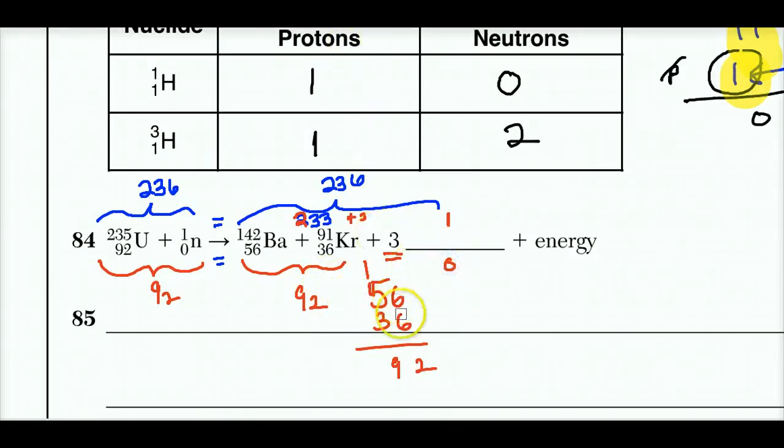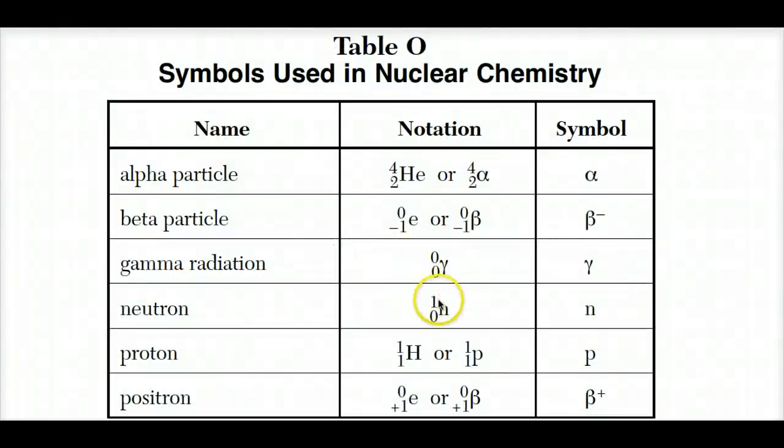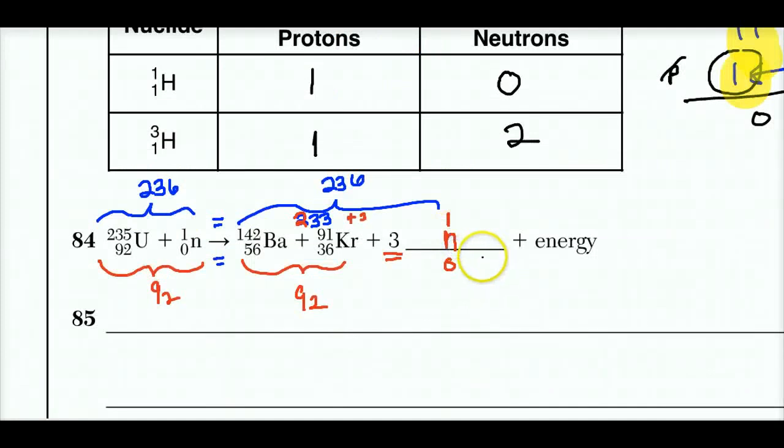And what particle has a mass of 1 and no charge? Now, if you're still stuck, let's go to Table O. Table O has a mass of 1, no charge. Of course, that's a neutron. Let's go back to our equation. And there it is, my neutron. Okay, you need that little n there. Besides, if you look at this carefully, this is nuclear fission. It splits apart into smaller particles and it produces 3 more neutrons, if you remember that.